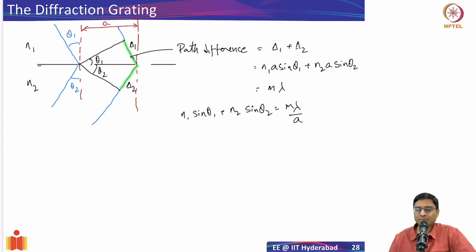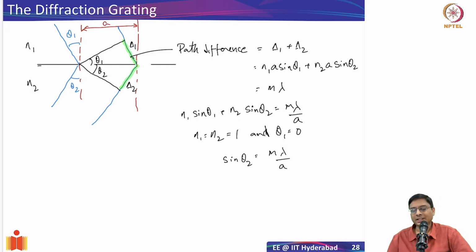For a moment, let's consider a scenario where n1 equal to n2 equal to 1 and normal incidence, theta 1 equal to 0. What happens in that case? You simply have sin theta 2 equal to m lambda by a. What is this telling us? Let's consider a situation where lambda is 500 nanometers and a is 100 nanometers. My lambda by a is going to be 5.